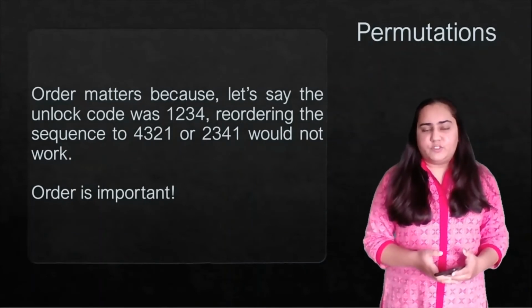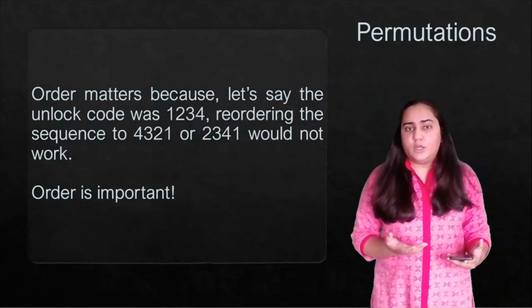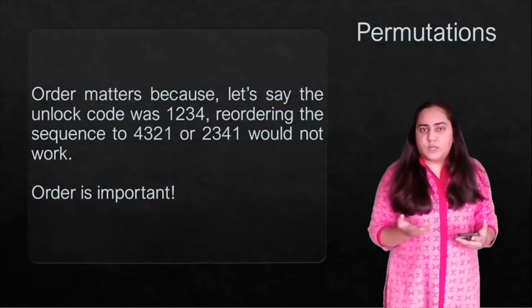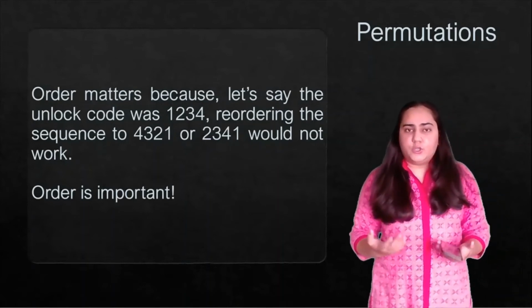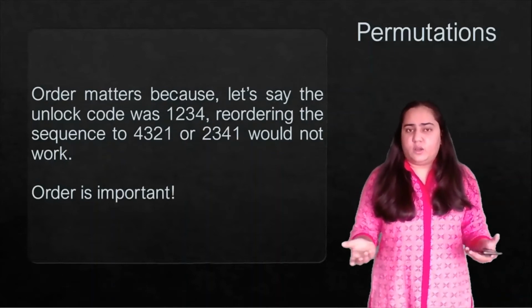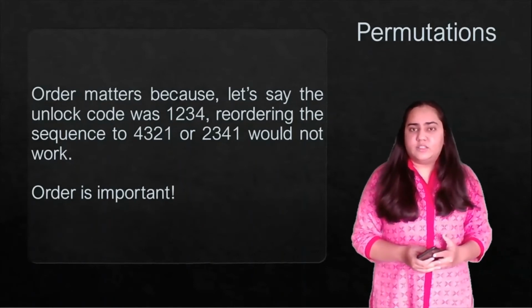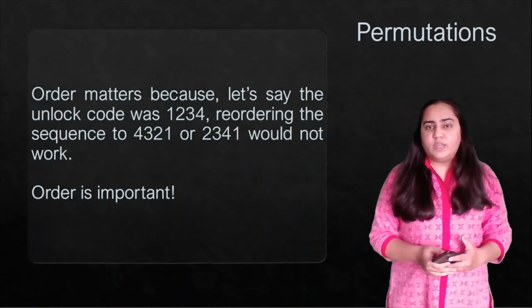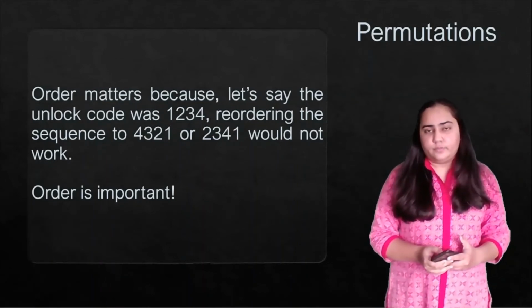So first of all, the order matters, because suppose you had a lock with 4 digits and say that the code to unlock was 1, 2, 3, 4. But instead of that, you typed in 4, 3, 2, 1, or you used 2, 3, 4, 1. Would the lock open? No, it wouldn't. And that's why the order is important in some of the cases. And that's why when we calculate probability, we have to consider the order of these items also.